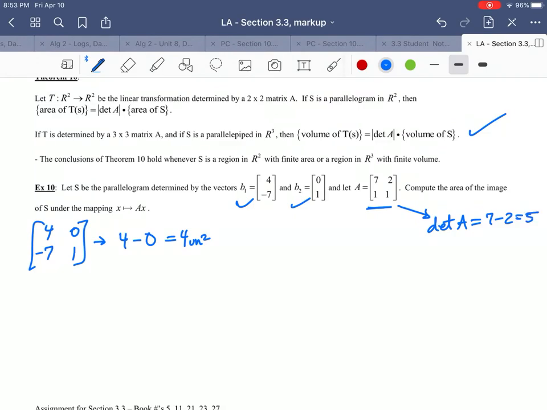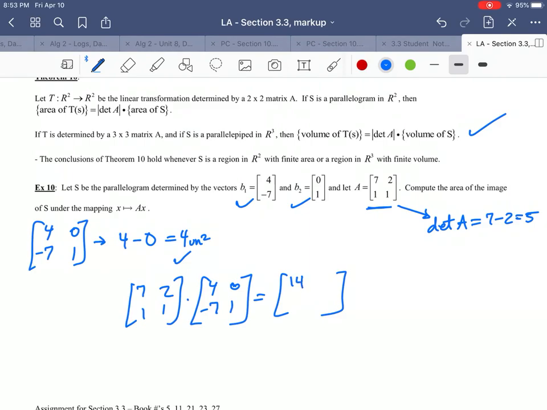So it turns out that if you apply this transformation to this parallelogram, it's going to affect the area of that parallelogram by a multiple of 5. So the new area after you do the transformation is going to be 20. So watch and see. You want to apply A to this parallelogram. So we're going to take 7, 2, and 1, 1, and to apply a transformation, you multiply by 4, -7, 0, 1. So you multiply that 2 by 2 times another 2 by 2, and you get 14 and 2, -3 and 1. And guess what? For that new shape right there, you do your crisscross, your determinant is 14 minus -6, which is 20. And you can see that 4 times 5 equals 20. And it kind of proves what we were saying.